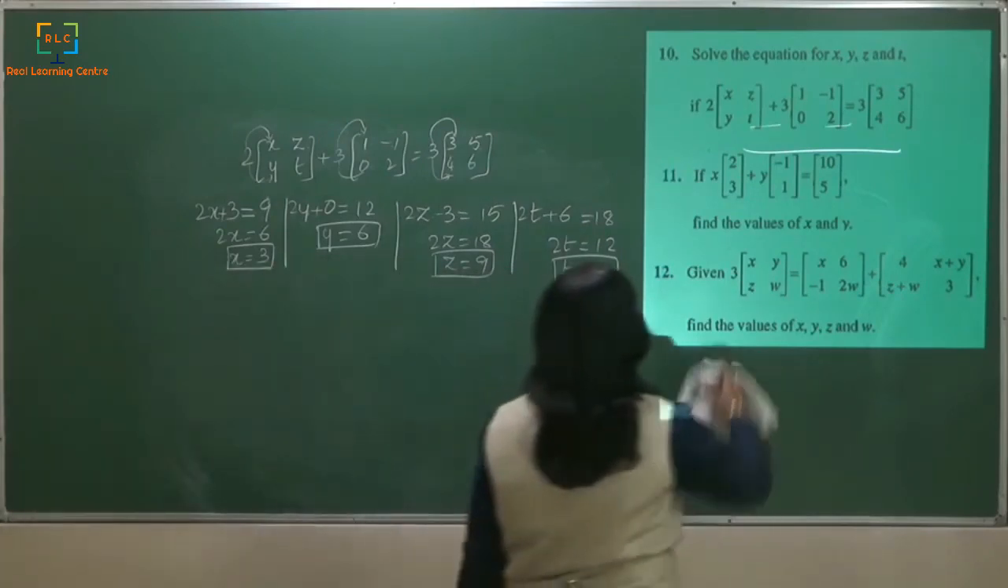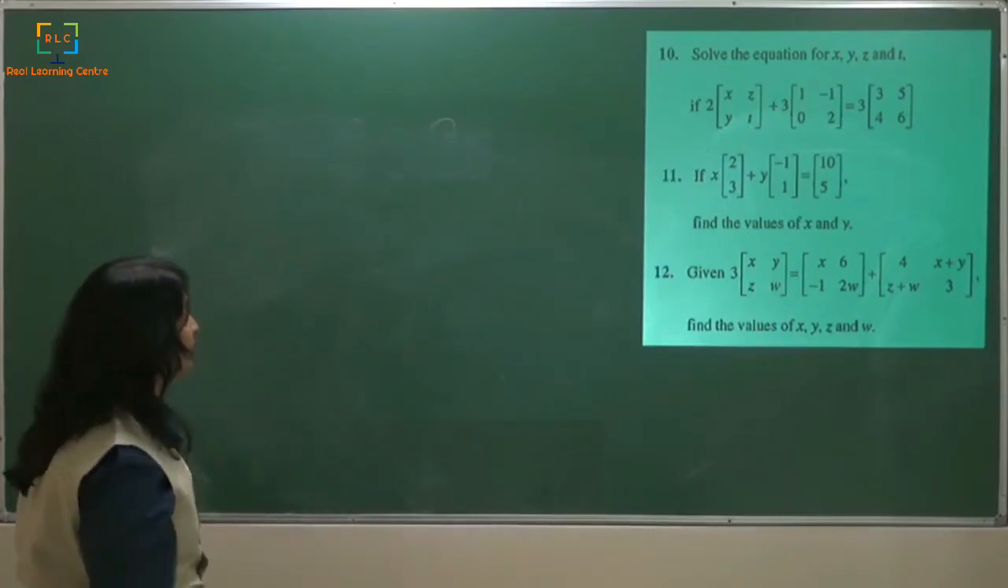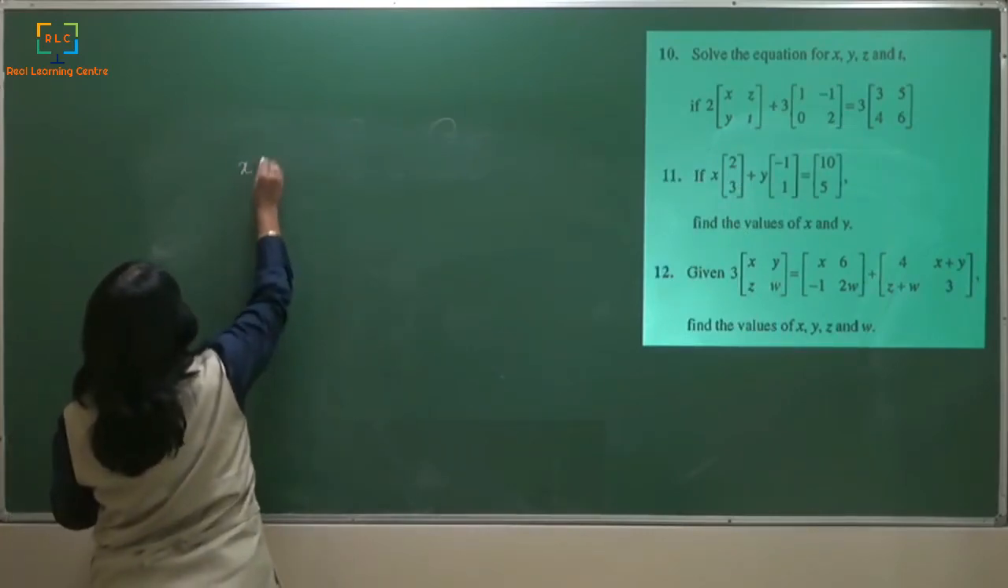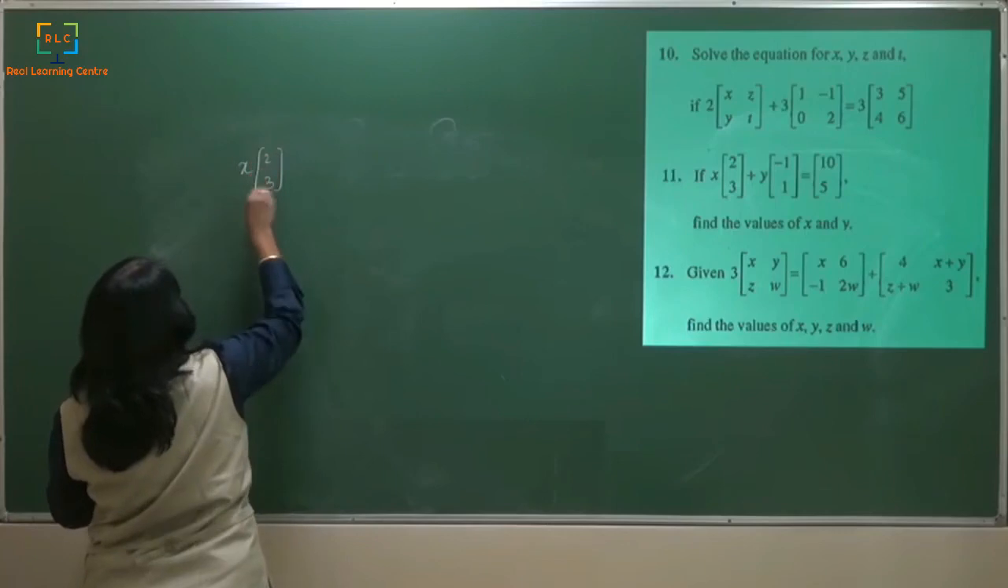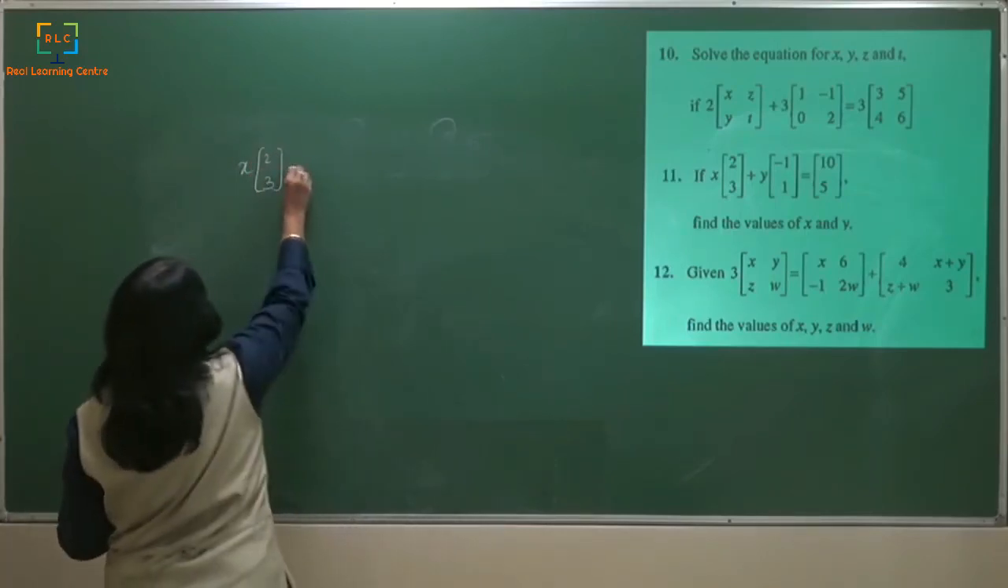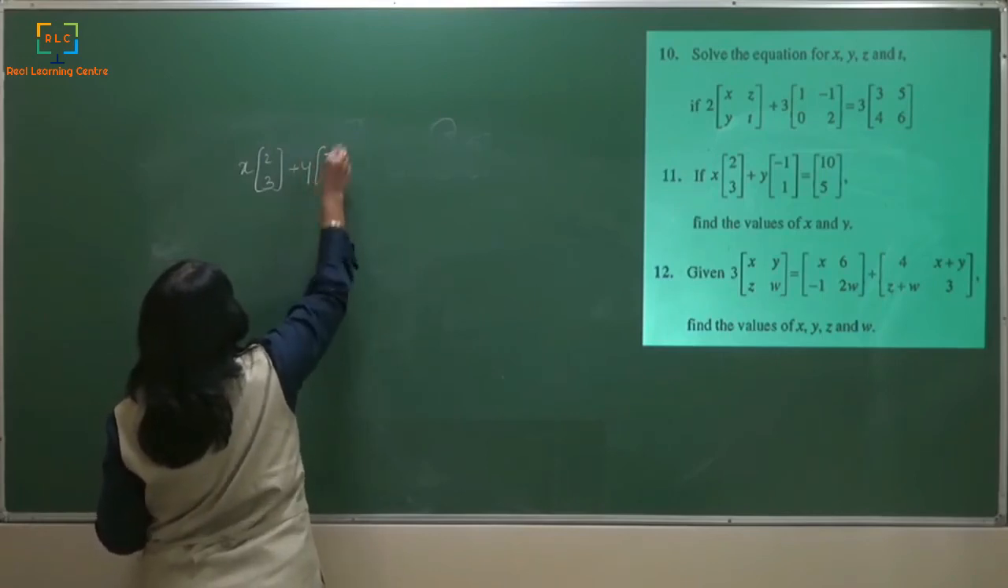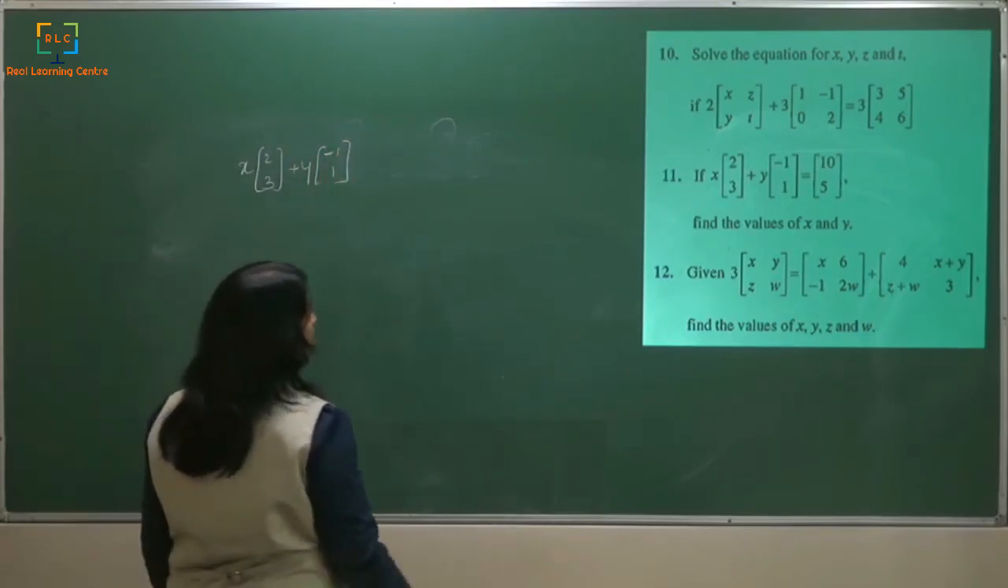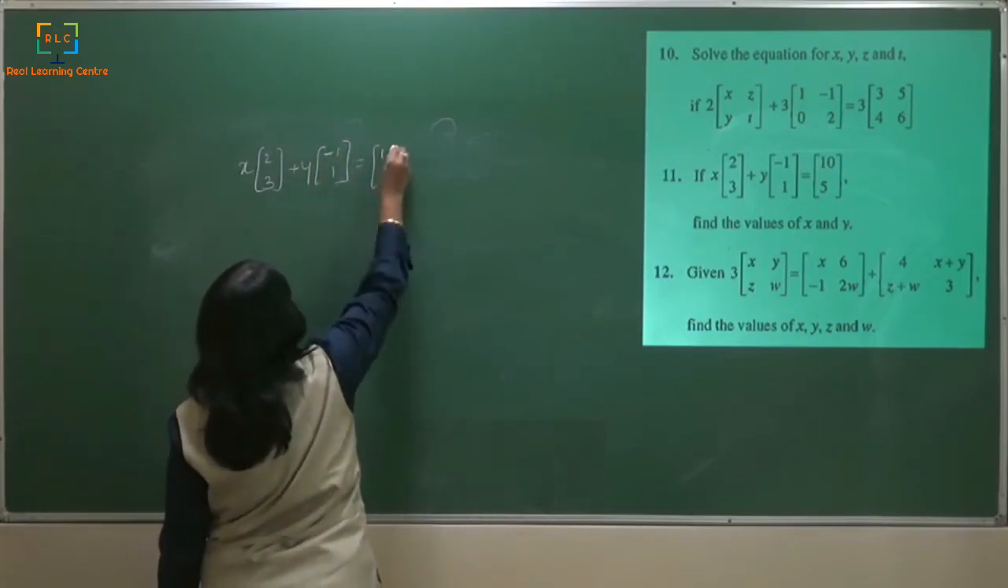Now we go to question number 11. Okay, here too I'll write the equation, but here I think there is no other way, you need to multiply and make equations. x into the column matrix 2, 3 plus y into the column matrix minus 1, 1 is equal to the column matrix 10, 5.